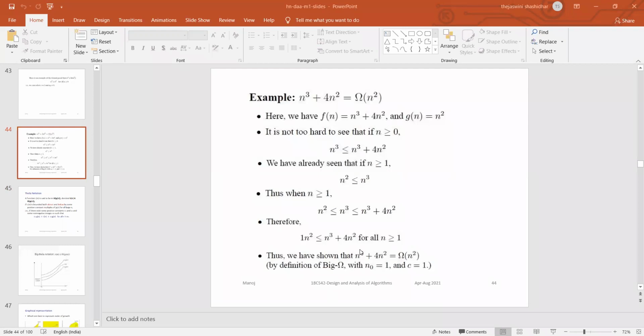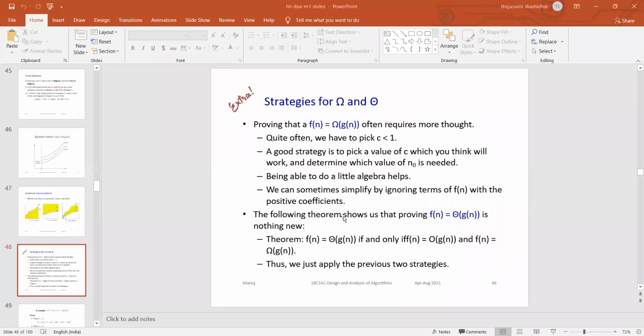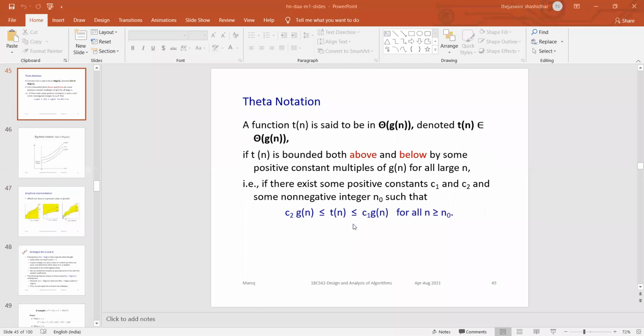Whenever they give you problems, you have to solve them. So that is up to omega notation. Next, we shall go with theta notation and graphical representation and all. So if you have understood, everyone mark their attendance.